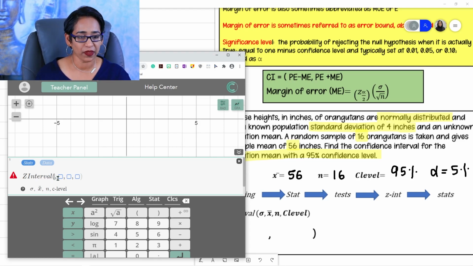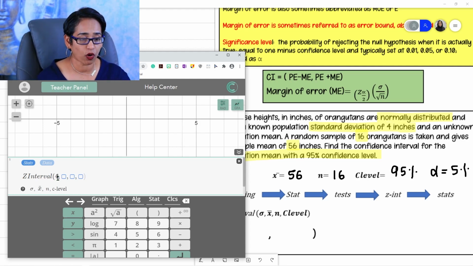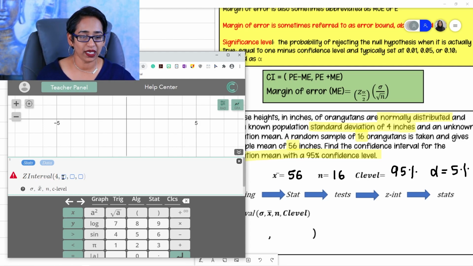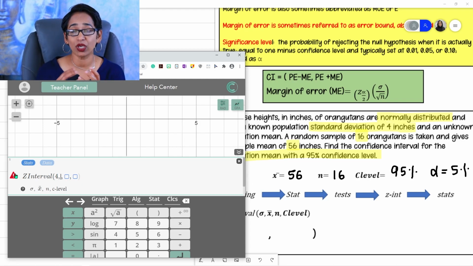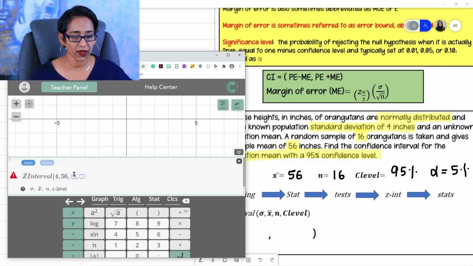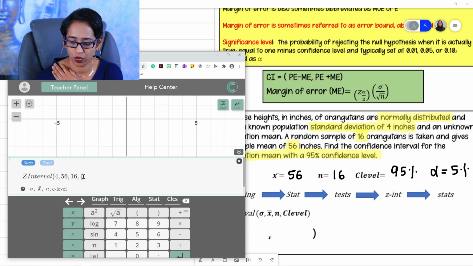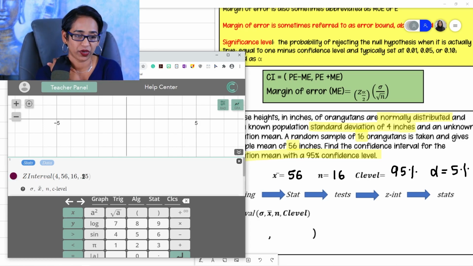So let's go ahead and plug that in. I know my standard deviation is 4. I know my sample mean. And again, make sure you are in stats, not in data. Stats is you giving me the sample mean. Data is you giving me the raw numbers. I don't have any raw numbers. Do you have all the 16 heights of orangutans? No, you don't. You just have the statistics. So you just have the mean. So sample mean is 56 and sample size is 16 and confidence level is 95, so it's 0.95.